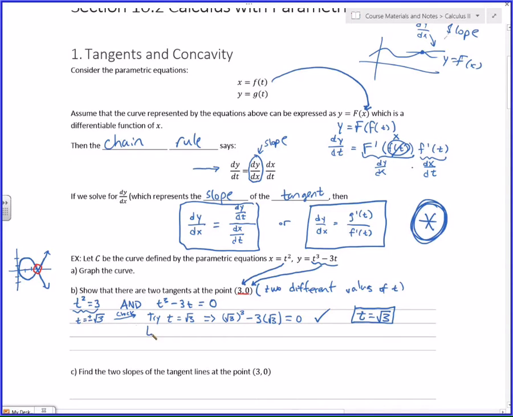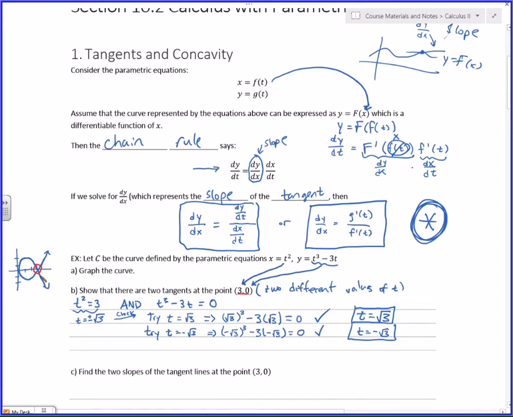But let's also try t equals negative square root of 3. So negative root 3 cubed minus 3 times negative root 3. I'm just plugging it into the second equation to make sure that it satisfies it. It's very possible that they don't all satisfy it. In this case, it actually does, because that gives me negative 3 root 3 plus 3 root 3, which is 0. So t equals negative square root of 3. There are 2 times at which it ends up at that same point 3, 0.